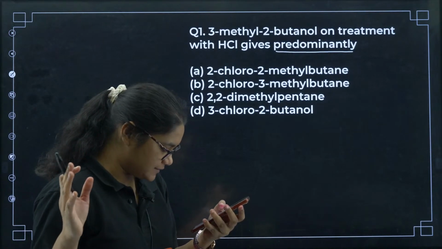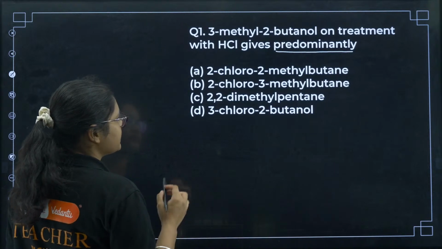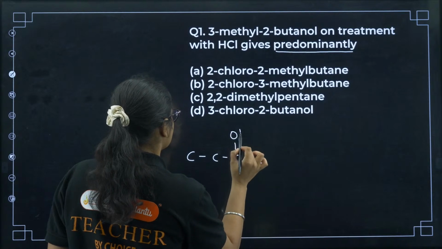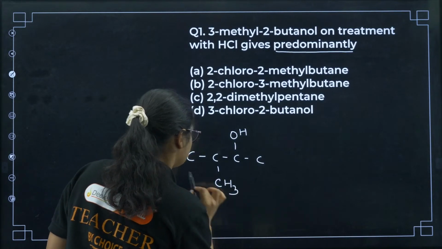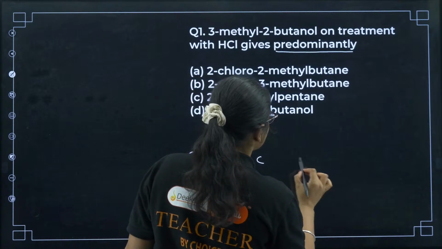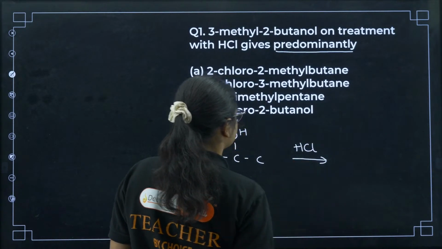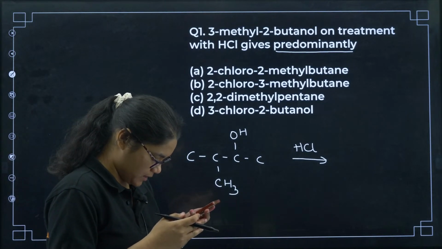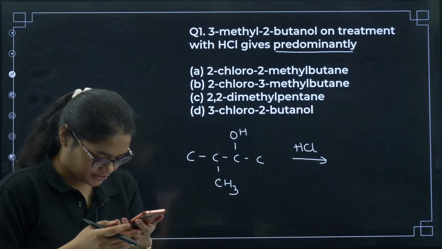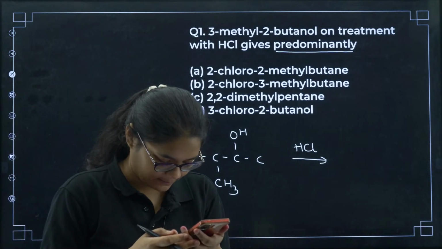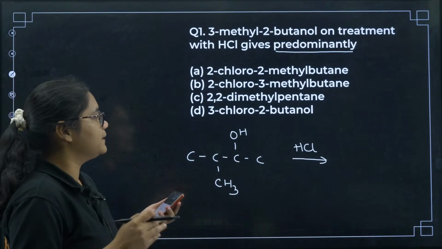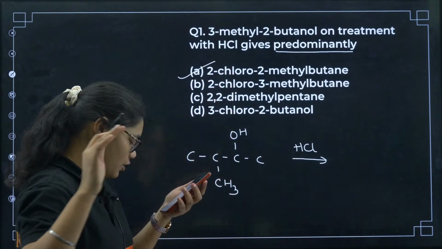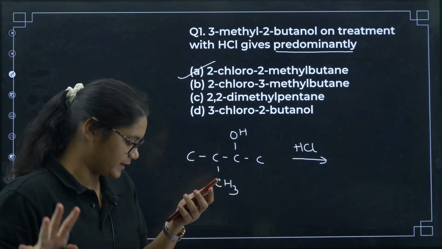Now do this question. We have 3-methyl-butan-1-ol with HCl. What do you think the correct answer will be here? Pratiksha has said option A. Those who are saying B, let me tell you, you are wrong here. The correct answer is option A. Congratulations Pradeep, Pratiksha, you are absolutely correct.